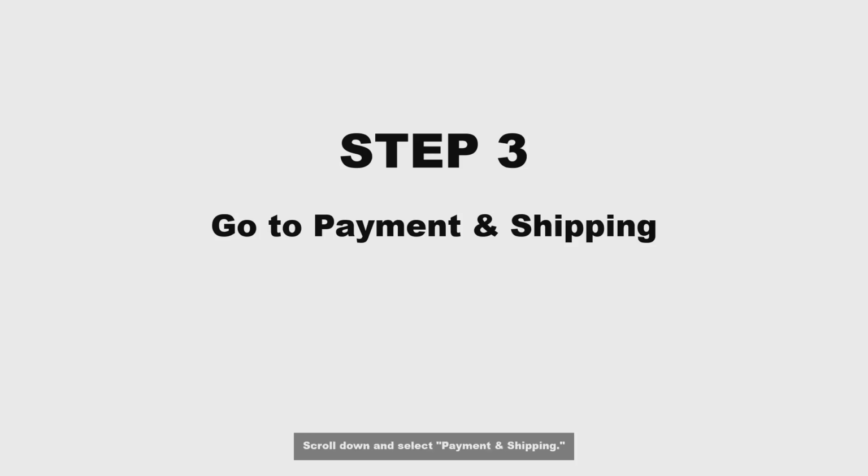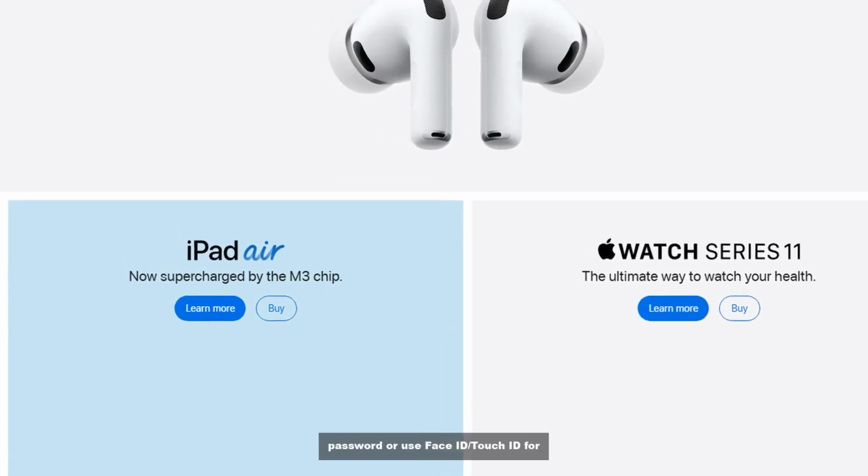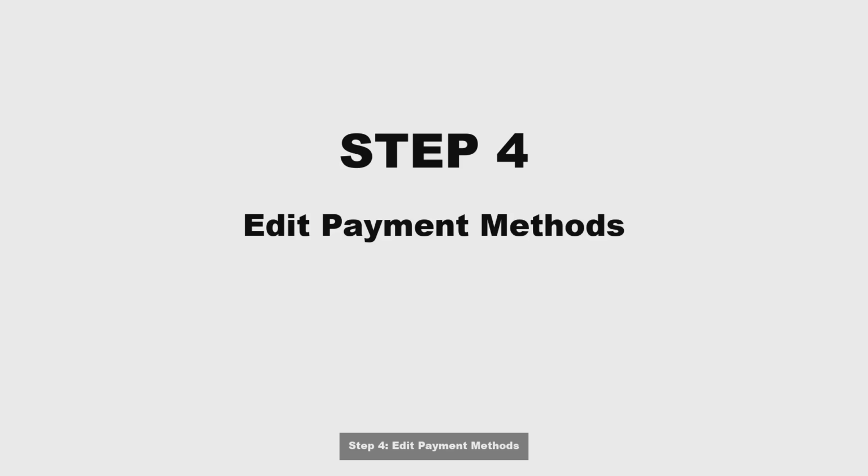Step 3. Go to Payment and Shipping. Scroll down and select Payment and Shipping. You may be prompted to enter your Apple ID password or use Face ID/Touch ID for security.